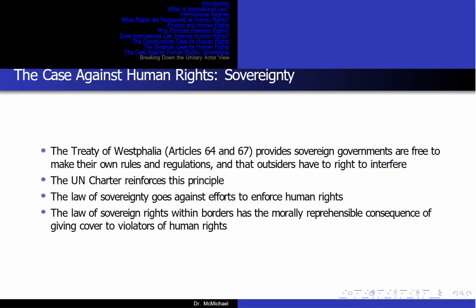The case against human rights. The Treaty of Westphalia, Articles 64 and 67, provides that sovereign governments are free to make their own rules and regulations, and that outsiders have no right to interfere. This includes rules concerning human rights. The UN Charter reinforces this principle. The law of sovereignty goes against efforts to enforce human rights. The law of sovereign rights within borders has the morally reprehensible consequence of giving cover to violators of human rights.